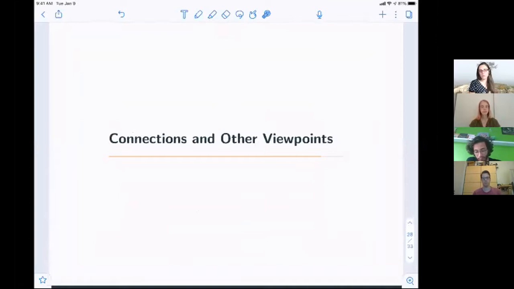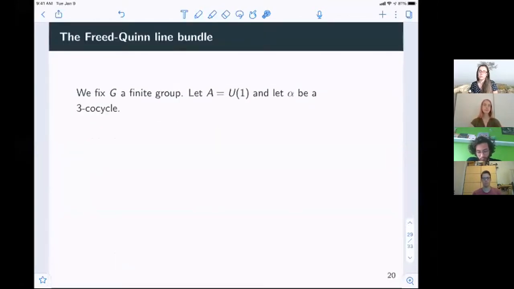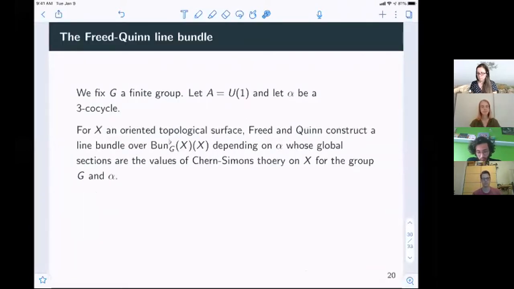One cool application of this work is to the Freed-Quinn line bundle, if you're familiar with that. We start with G, a finite group, we keep A as U1, and let alpha be a 3 cocycle. Then Freed and Quinn, for an oriented topological surface X, constructed this line bundle, the Freed-Quinn line bundle, over flat G bundles on X. It depends on alpha, and the global sections of this line bundle are the value of Chern-Simons theory on X for the group G and alpha.